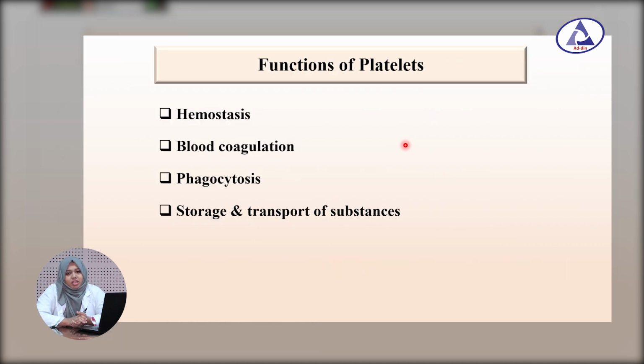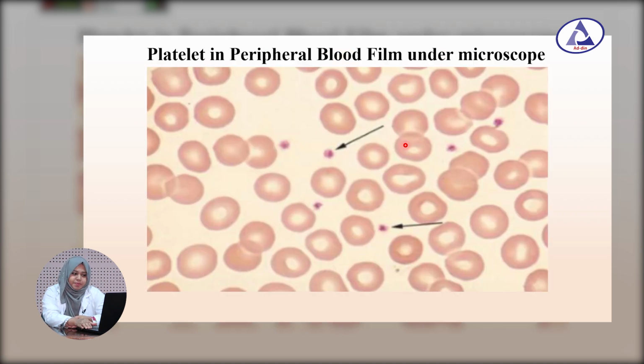So what are the functions of platelet? The platelet is mainly concerned with hemostasis, and it is also concerned with blood coagulation, phagocytosis, and storage and transport of some substances. In this slide, you can see the peripheral blood film focusing on the platelets. You can see that in comparison to RBCs, platelets are very tiny dot-like cells.